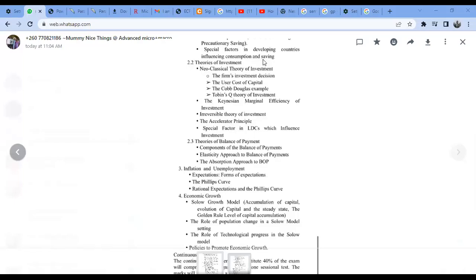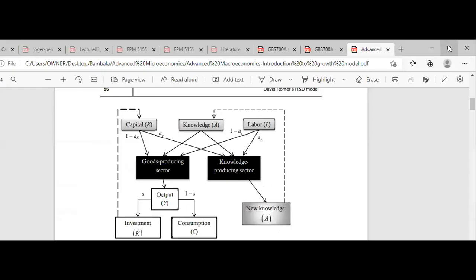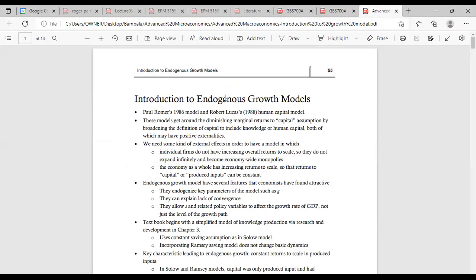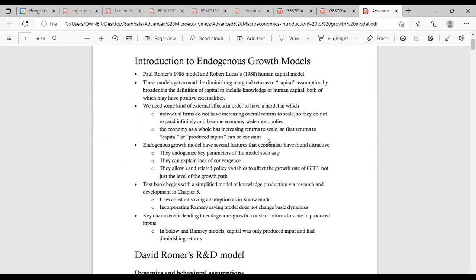All right. So in today's lesson, we will look at the endogenous growth models. That's from Romer and Lucas. What we have here is something quite basic. I'll run us through this.